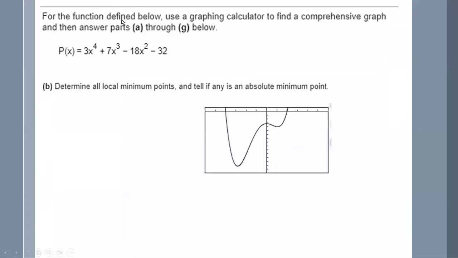For this function, we want to use our graphing calculator and find the comprehensive graph, which we've already done. We see the graph here in the bottom right-hand corner of this function p of x, 3x to the fourth power plus 7x cubed minus 18x squared minus 32. And we want to determine all local minimum points and discuss if there is an absolute minimum.